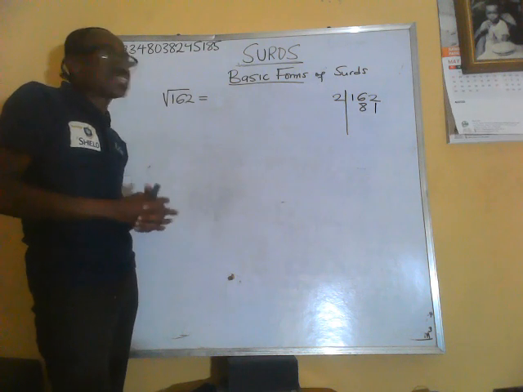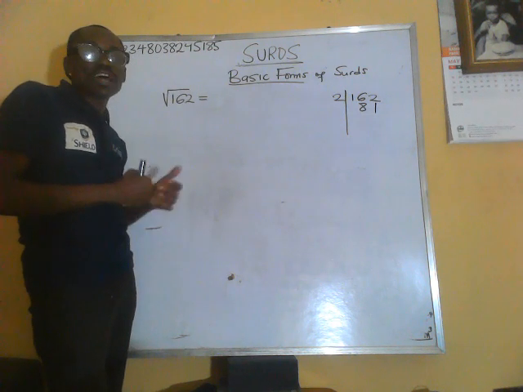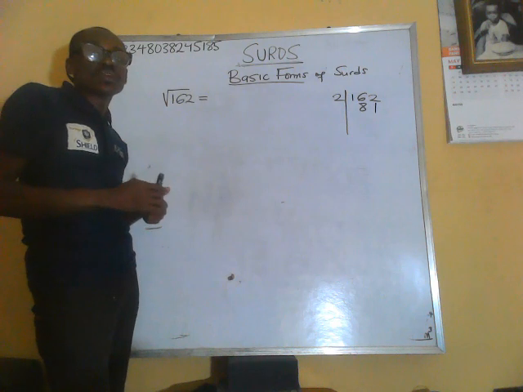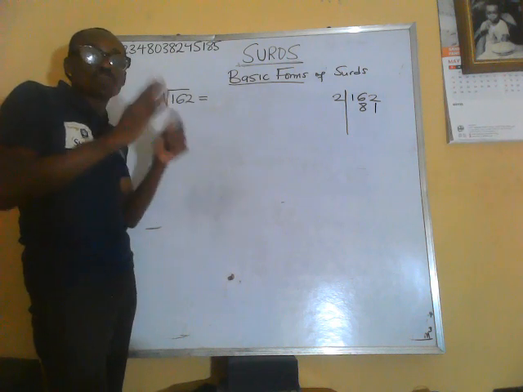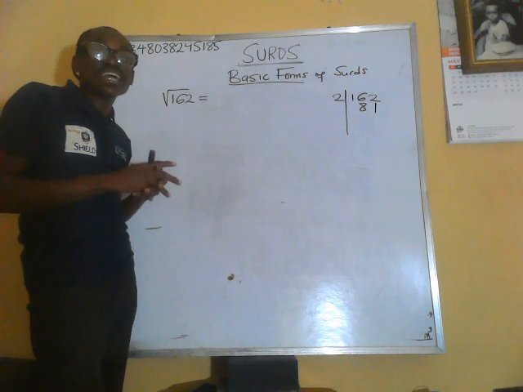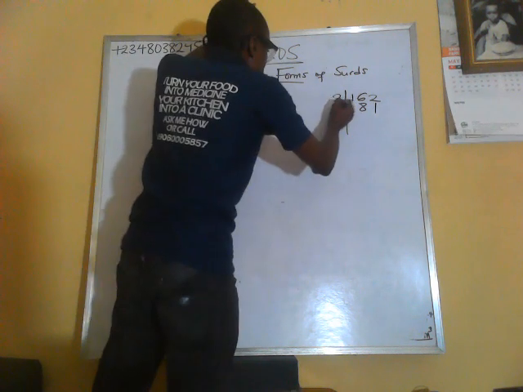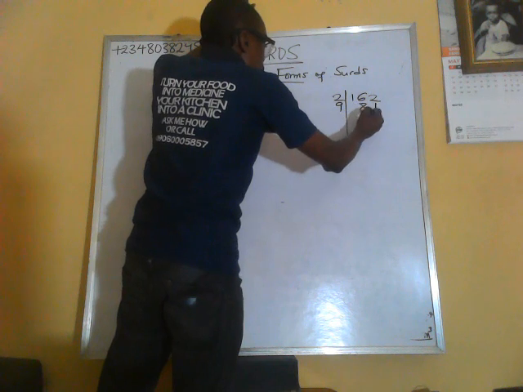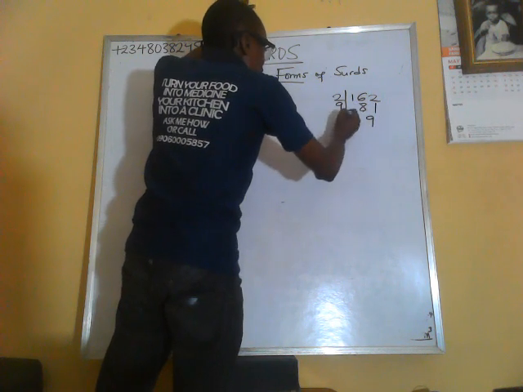Now looking at 81, what can break that 81? Are there two numbers that, when multiplied together, give us 81? Yes, 9. 9 times 9 is 81. So we can just put 9 here. 9 in 81, 9. 9 in 9, 1.